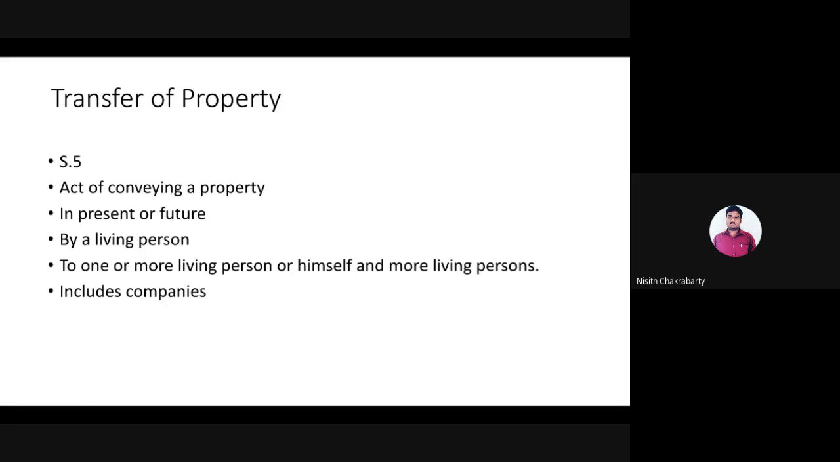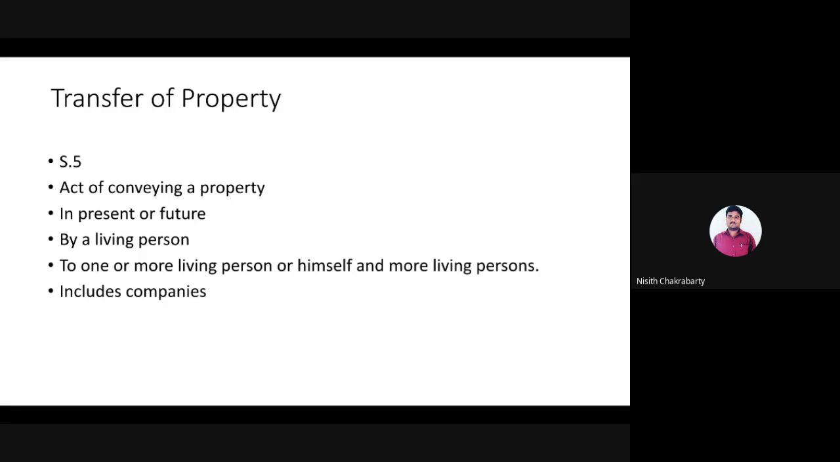That is also allowed, but it must be done by a living person, and it must be transferred to one or more living persons. It can't be transferred to a dead person. It can't be transferred by a dead person. It must be transferred by a living person. It must be transferred to one or more living persons, or himself and one or more other living persons.